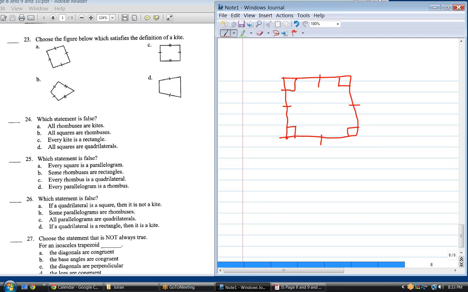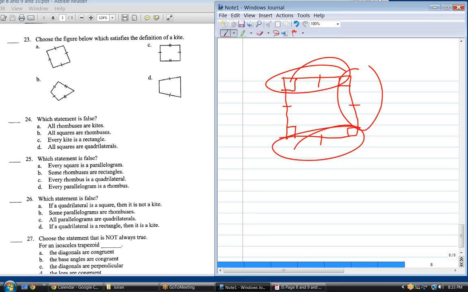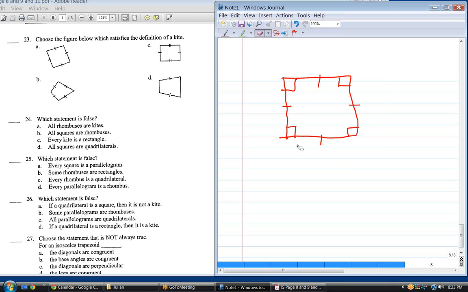In other words, the definition of a rectangle is a four-sided figure with all 90-degree angles. And the opposite sides are equal to one another. In other words, this is equal to this, and this is equal to that. That's a rectangle. It also happens to be a square, but you can still call it a rectangle. Squares are rectangles. Rectangles are not necessarily squares, but squares are necessarily rectangles. Every rhombus is a quadrilateral. Yeah, that's true. Every parallelogram is a rhombus. Must be the one that's false.